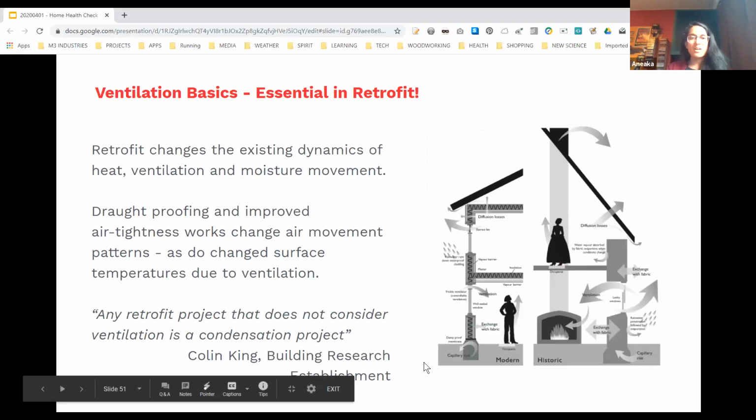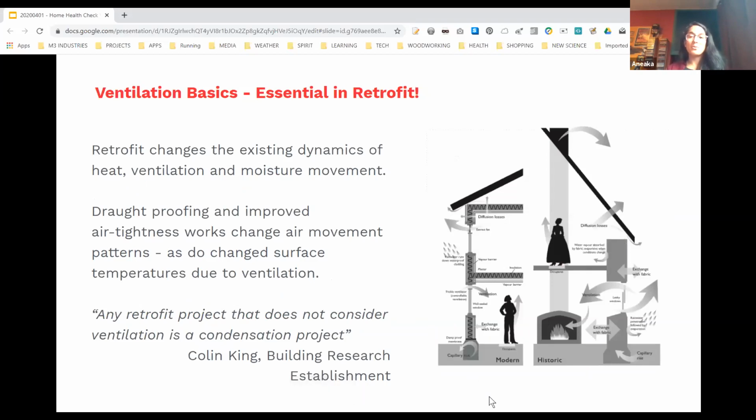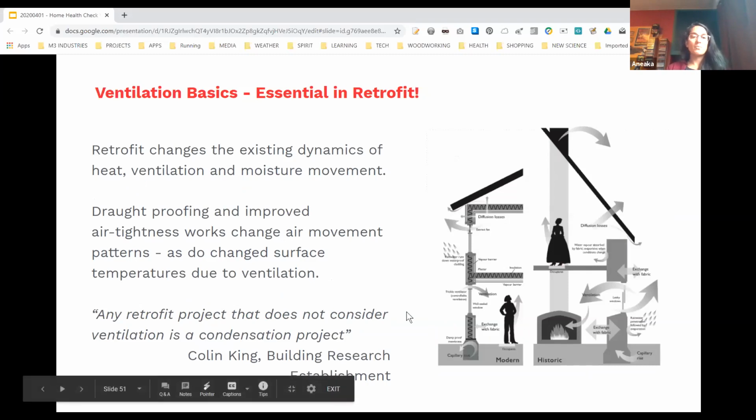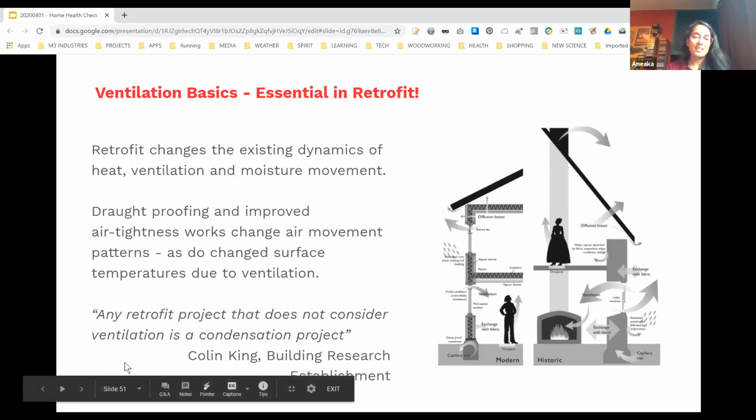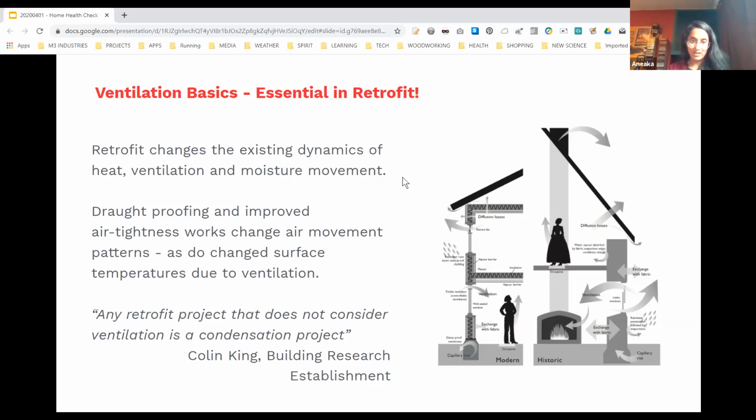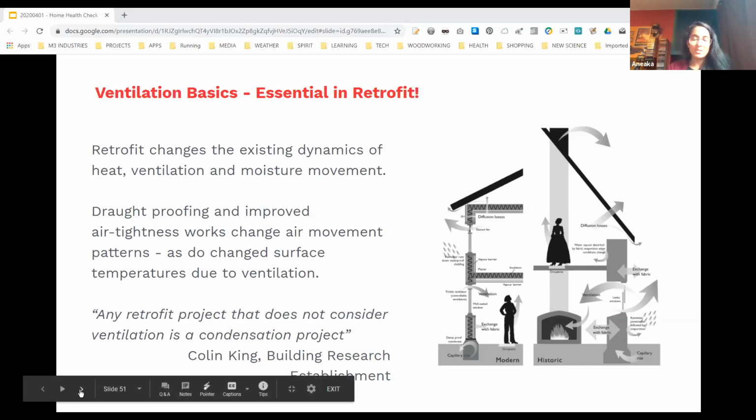And as I said before, as we start changing the dynamics of our building through improving its energy efficiency, we need to think about reducing risk to our building as we do that. There's a good quote here from Colin King, who says, any retrofit project that doesn't consider ventilation is basically a condensation project. So let's not go down that route. This is what's been learned over the last 10 years: thinking about ventilation, particularly if you're making home improvements, is really important.